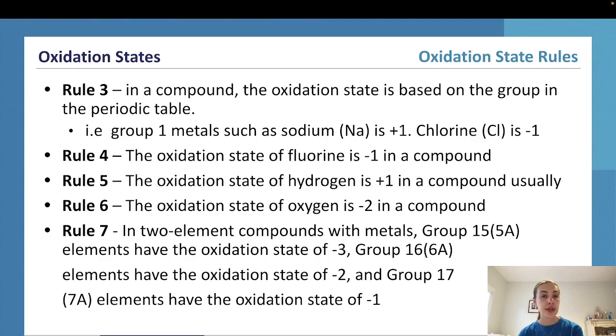Rule 4 also ties in quite closely with rule 3, and you could almost consider rule 5 to tie in quite closely with rule 3 as well. The only difference being that hydrogen's not a group 1 metal, it's just a group 1 element.